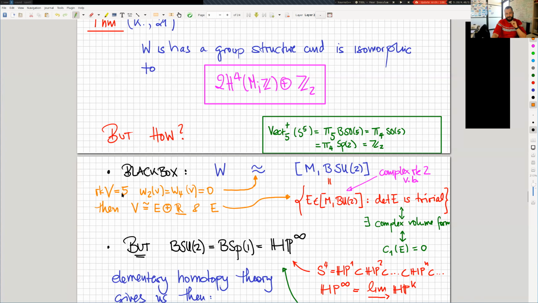So if you have a rank 5 vector bundle oriented over your 5-manifold with this condition, then you can show that V is isomorphic to this complex vector bundle plus a trivial vector bundle in a unique way. So there exists exactly one isomorphism class of complex vector bundle of rank 2 with this condition, plus a trivial vector bundle, which gives the isomorphism here. Of course you have here a complex vector bundle, and this is a real vector bundle, but you just take the realification of this complex vector bundle, and then you get a real isomorphism here.